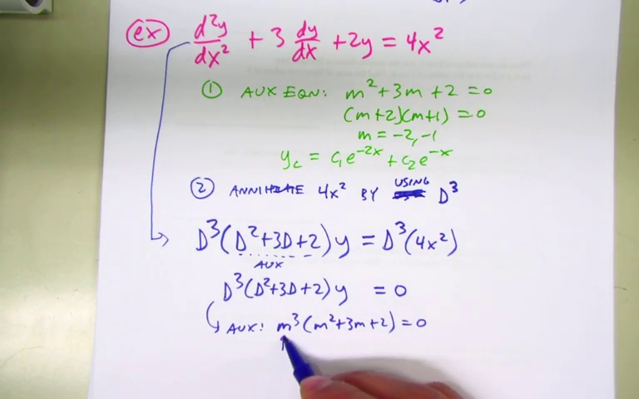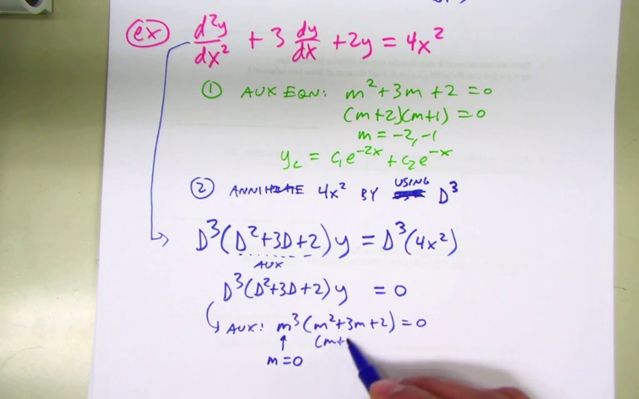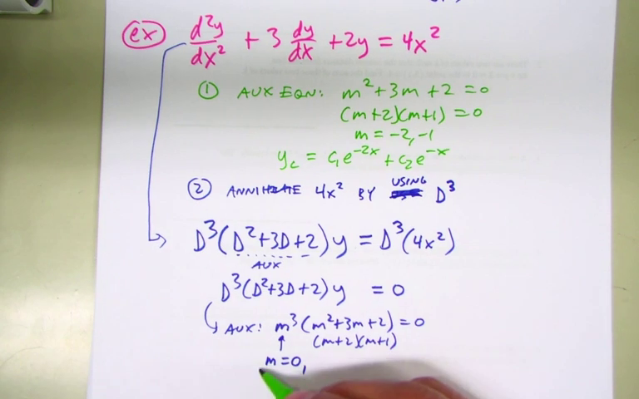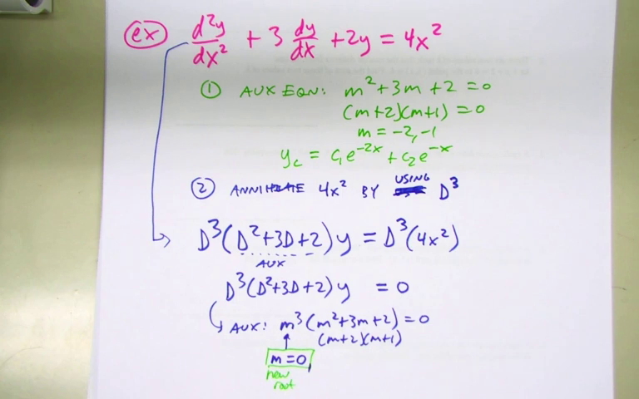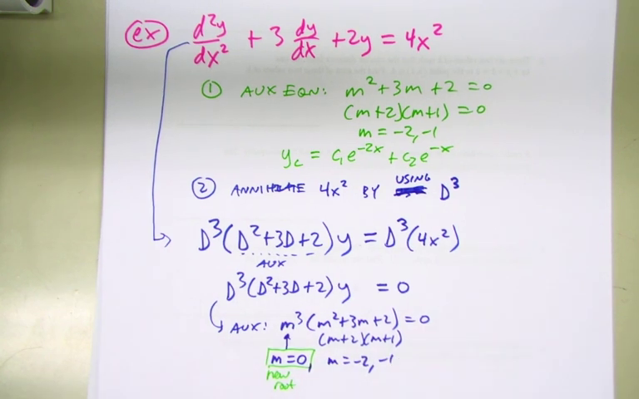And here we gain a new root, m equals 0, and it's a multiplicity of 3, so we have a repetition pattern going on there. And here, I mean, we still have the m plus 2, m plus 1 factors. And so I'm going to highlight this. This is my new roots. And then we still have the ones from before, -2 and -1.